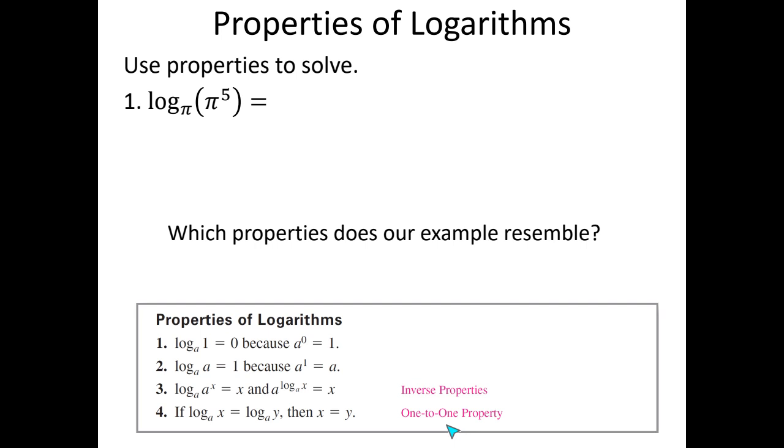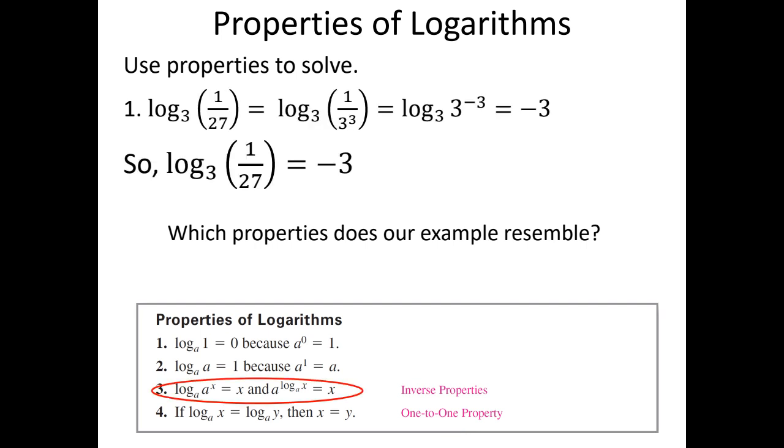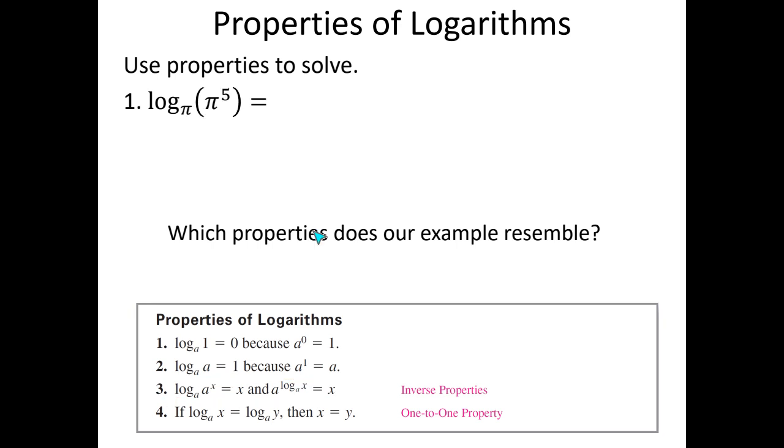All right, so let's try this one. Let me go back really quick. Okay. So use properties to solve. So we have log base pi of pi to the 5th power. And so you would ask yourself, is there any property there that I think would work in my situation? And so the bases are the same. So what do you think our answer is going to be? Okay, so let's check. So the bases are the same. And so that means that we can use the same property here. So my answer would be my exponent, in this case, 5.